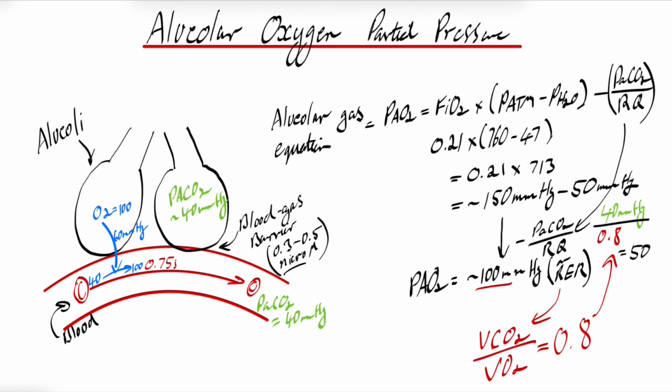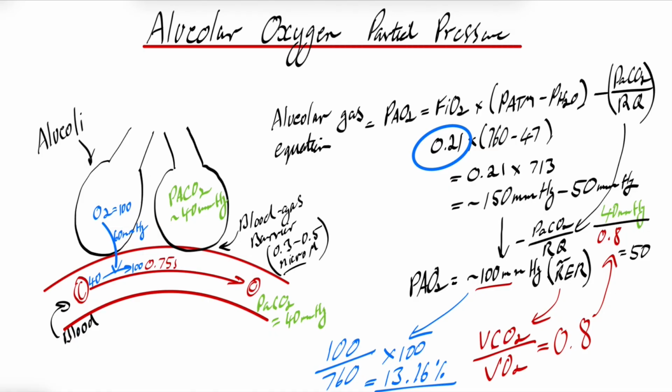So the importance here is that if you actually consider the fraction of inspired oxygen when it gets to the level of the alveolus, it ends up being 13.16%. And this is something that can really trip people up because you often make the assumption that when you breathe in 21% oxygen, it must be 21% when it gets to the alveolus, but that simply isn't true.